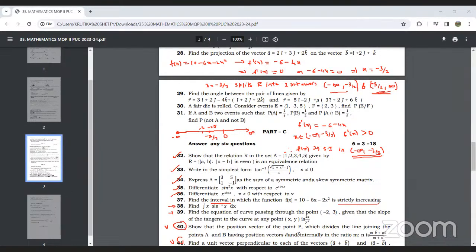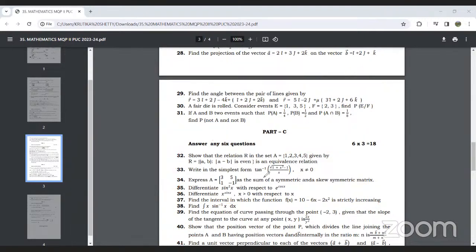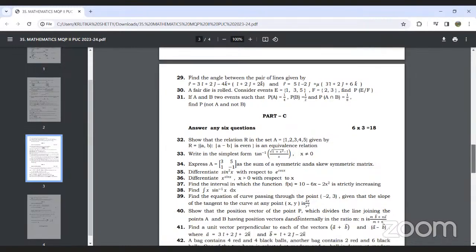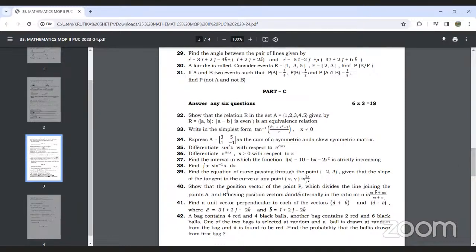Okay, next. After increasing, decreasing, we have the integral of x sine inverse x dx. We need to integrate it, and we need to solve it by integration by parts. Give me a minute, we will discuss it.